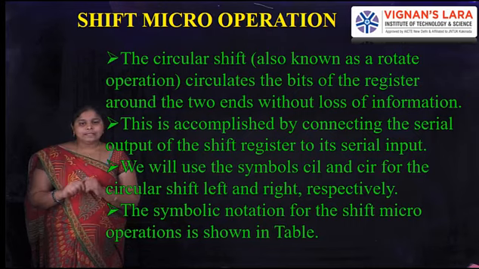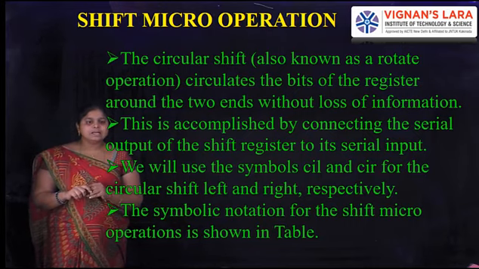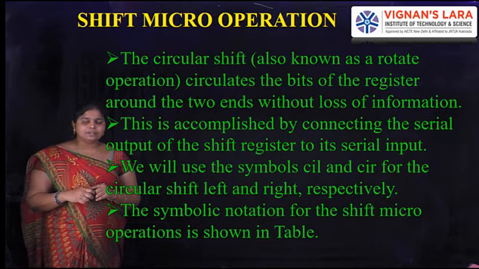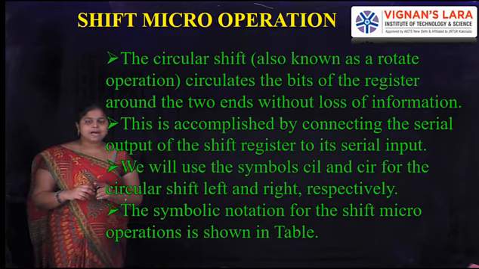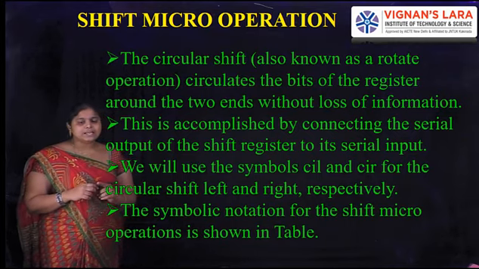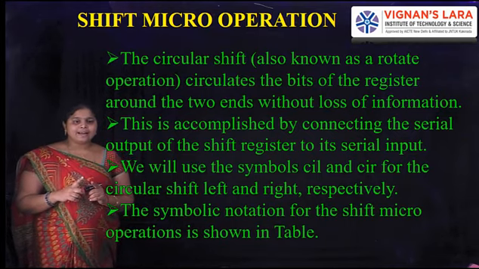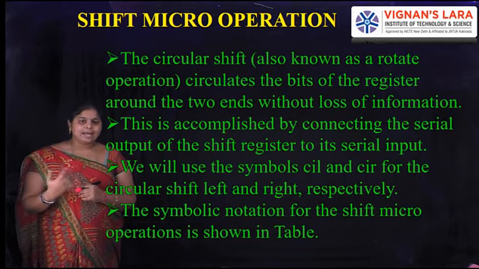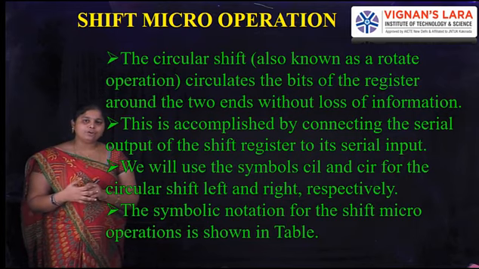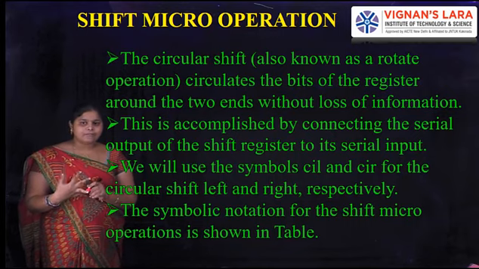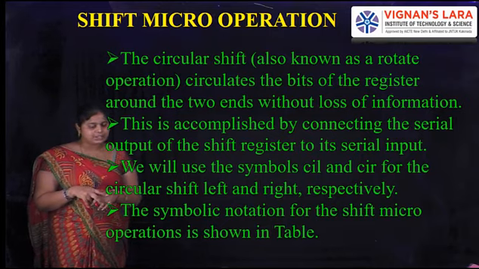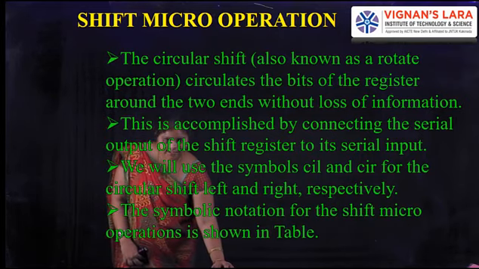In circular shift, we use 2 types, CIL and CIR. CIL means circular shift left, and CIR means circular shift right. In logical shift we use SHR and SHL. Likewise, in circular shift we use circular left and circular right. The symbol notation for these shift micro operations is shown in the table. We want to see the next slide.